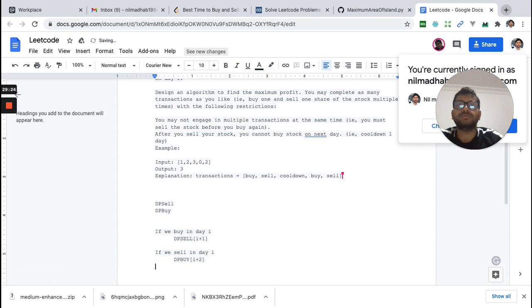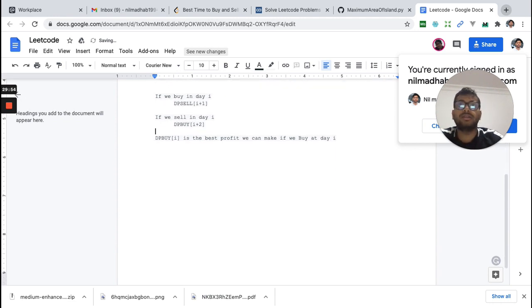Like, DP of buy I is the best profit we can make if we buy at day I, and DP of sell I is the best profit that we can make if we sell at day I.